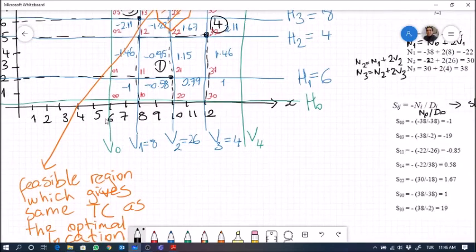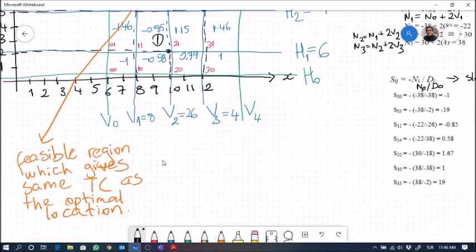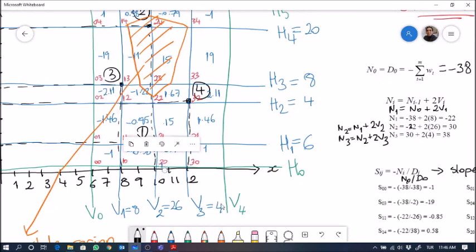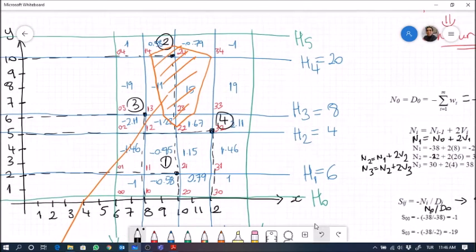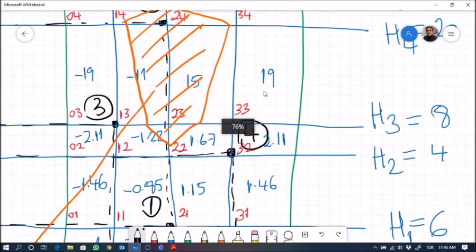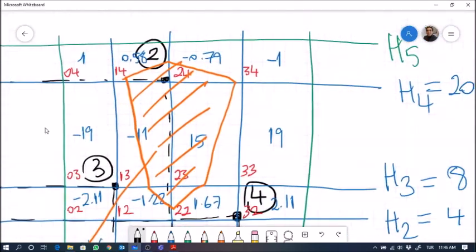In this feasible region, we have the same total cost as the optimal location. So same total cost as the optimal location means that within this region, any point that I select will give me the same total cost as the optimal location. The optimal location was 10, 10, but it was infeasible. Now any point here in this shaded region will give me a feasible location, which gives me the same total cost as the optimal location.